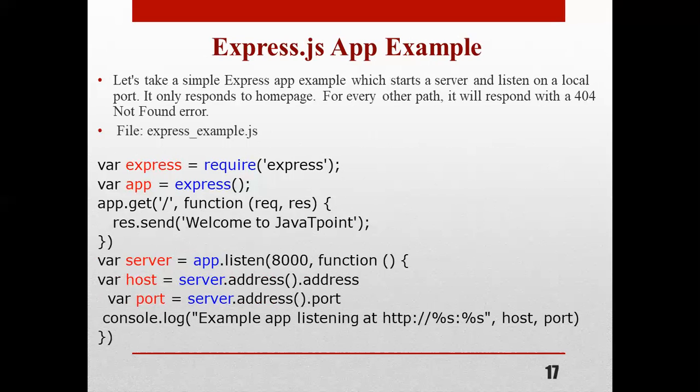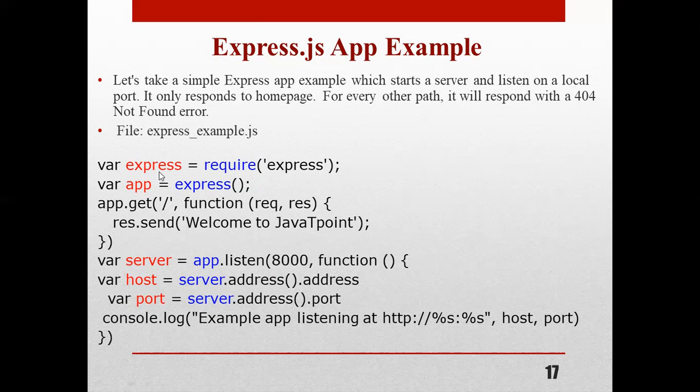So we will see one example of an Express.js app. Let's take a simple Express app example which starts a server and listens on a local port. It only responds to the home page. For every other path, it will respond with a 404, that is a not found error. So here is a sample code in the express_example.js file. This is the JavaScript file. So how to write that?